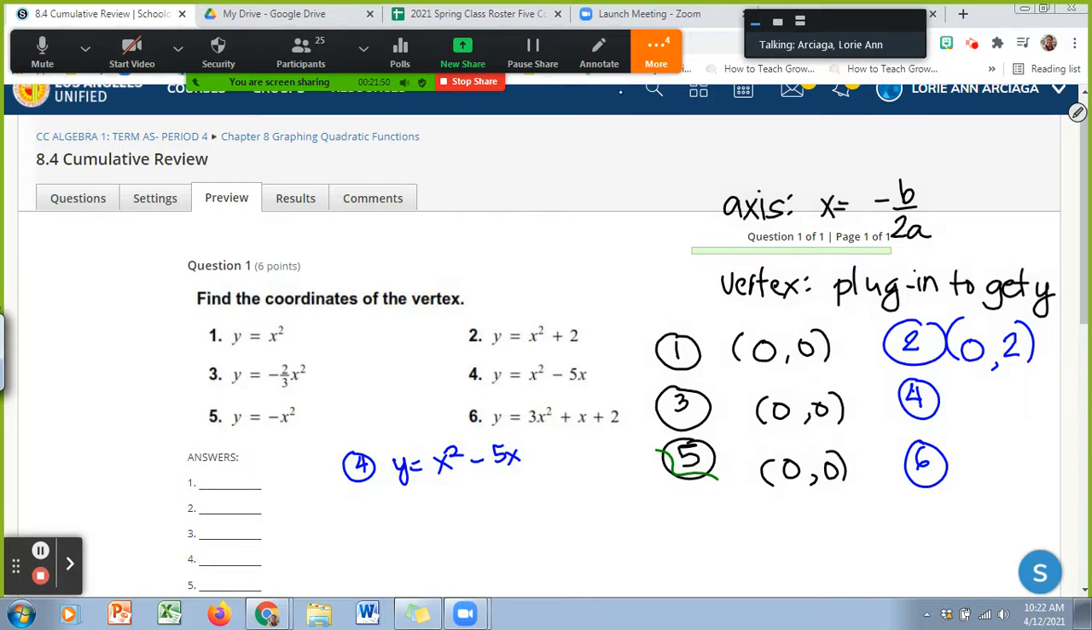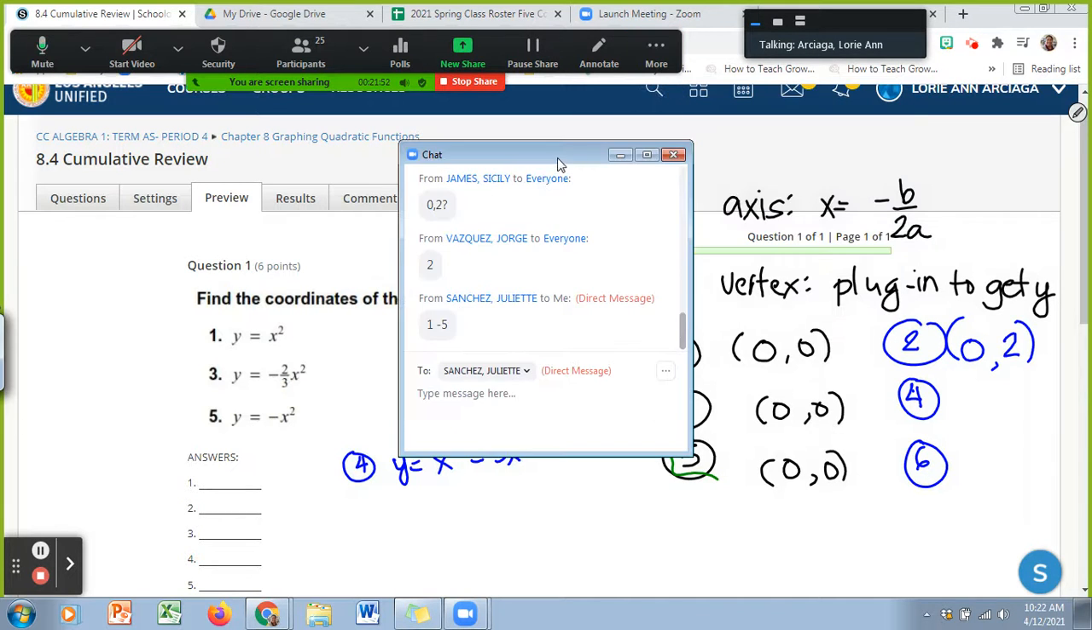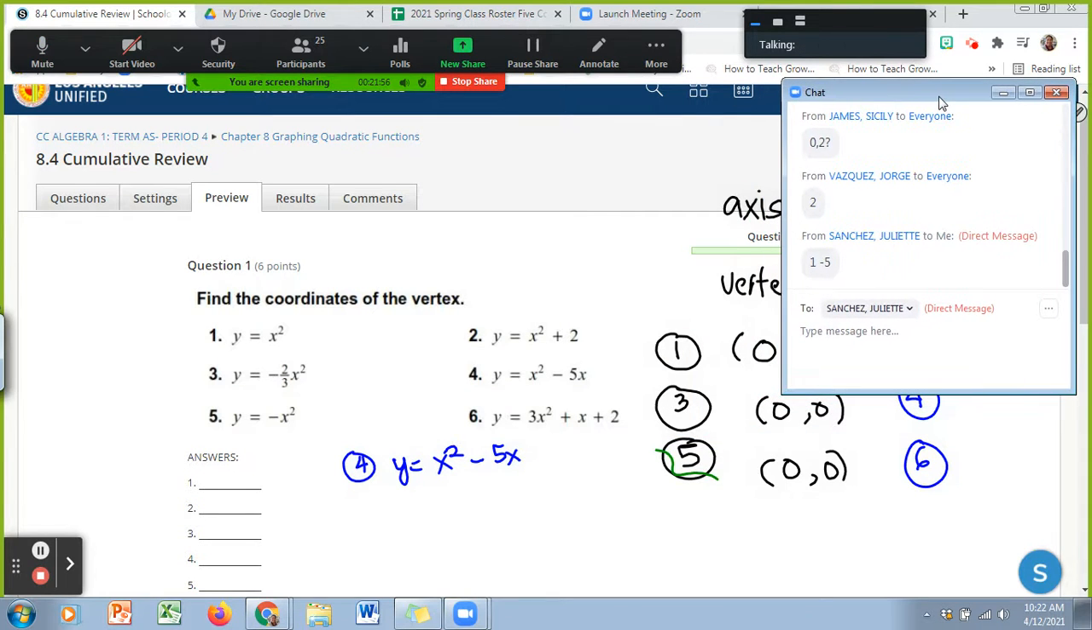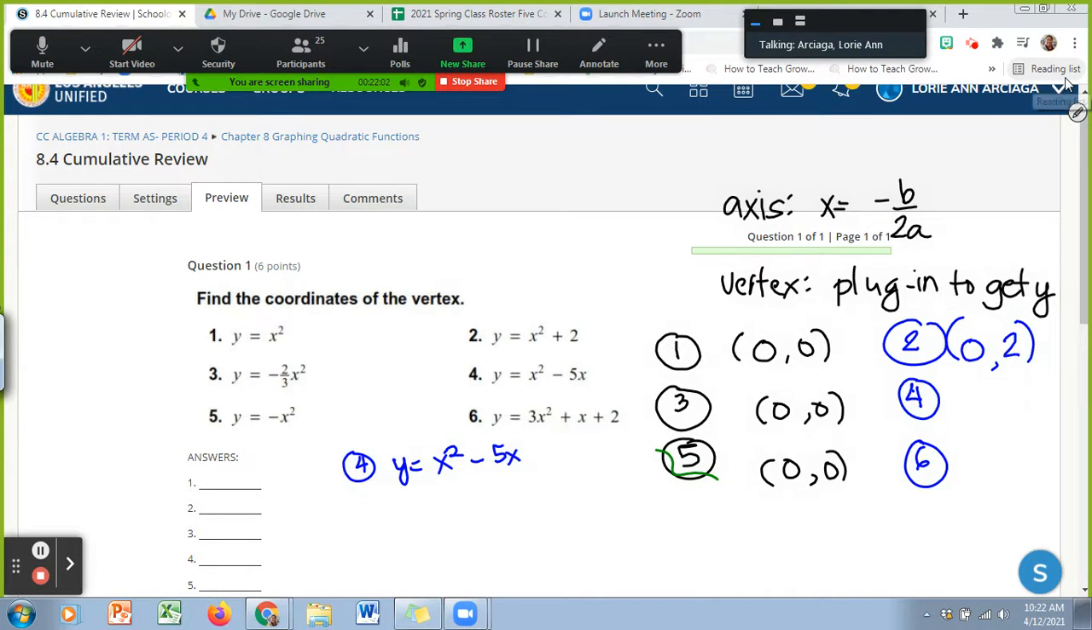Hang on, I have to leave both chats open because I don't see it in the other one if you DM me. 1 and negative 5. That's very good, Juliet. So where can you find them? The value of a here is 1 and your b value is negative 5. I asked that because that's what you need to find the axis, which is necessary to find the vertex, right?